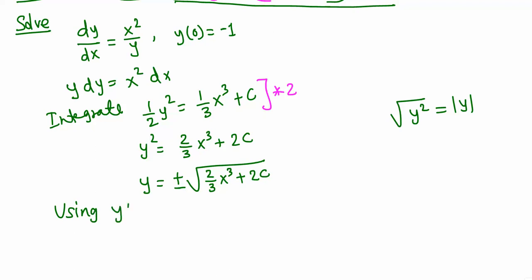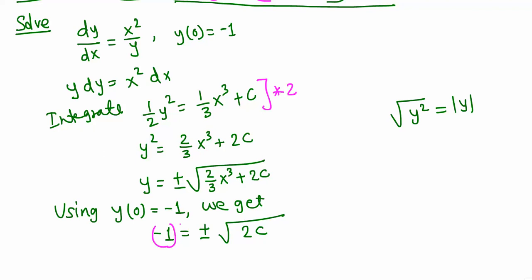So using y at 0 equals -1, we get y is -1 when x is 0. So -1 equals plus minus the square root of, when x is 0, 2/3 times 0 cubed, so the whole thing is 0, plus 2c, just 2c. Now to get rid of this square root, square both sides. Then we get 1 equals plus minus 2c. The square is always positive, so 1 equals 2c, divide by 2, c equals 1/2.